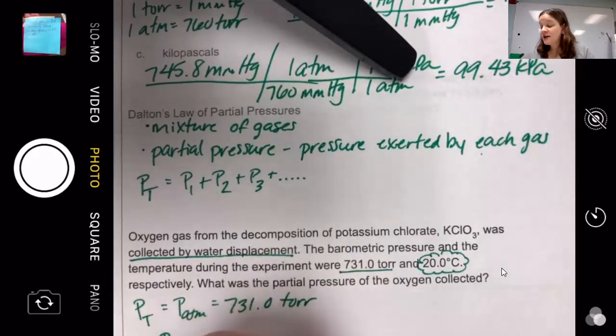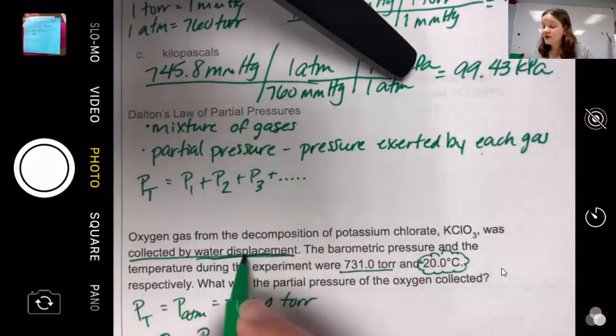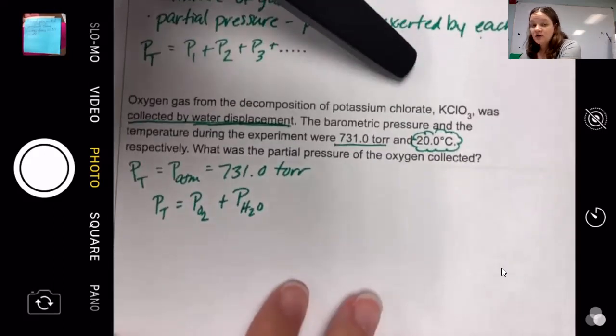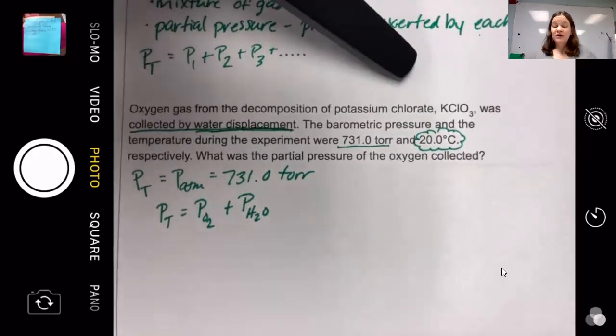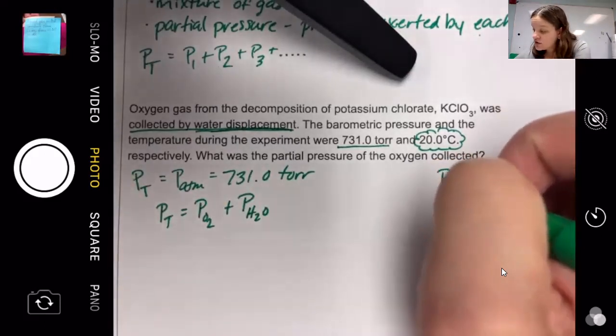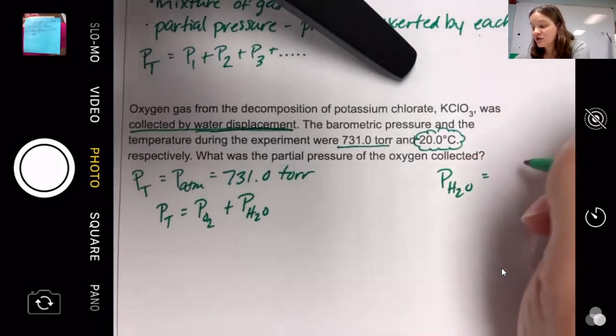total pressure, which in this case is going to equal the pressure of the oxygen gas plus the pressure of the water vapor. Anytime you have this water displacement, it means you're going to need the pressure of your water vapor, and you would look that up in your book. The PH2O is in the appendices in your book.